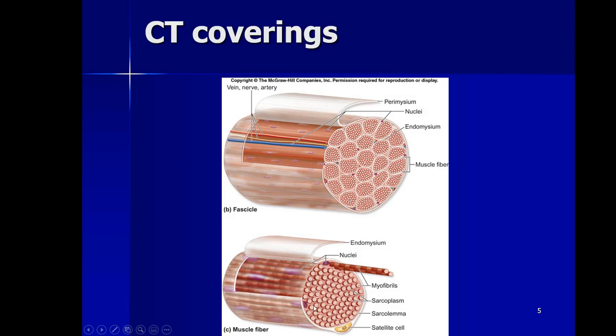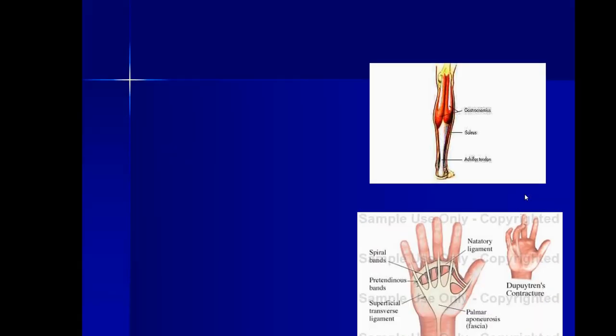Here's another picture of the coverings. This is a fiber, with the endomysium going around it. Then the fibers get together and form a fascicle, and that's surrounded by perimysium. And remember, all the fascicles get together and form the entire muscle, which is not shown here, but that would be surrounded by epimysium.